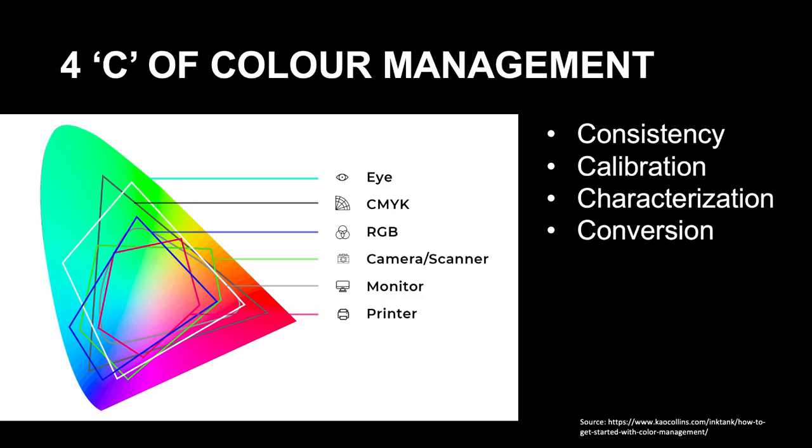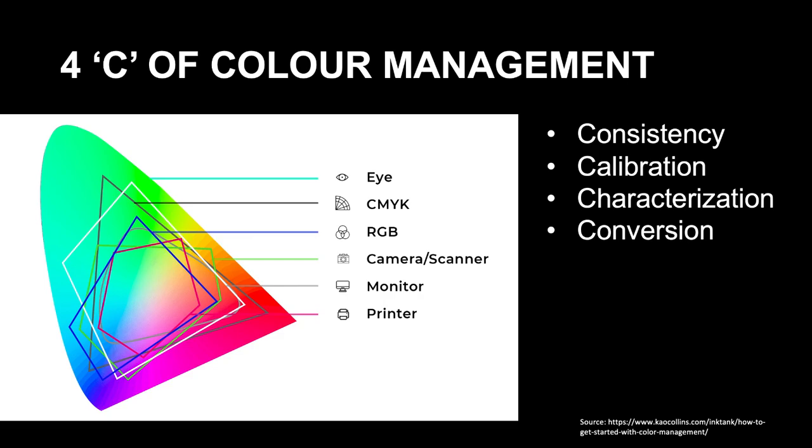So color characterization is usually done with color measurement instruments, for example, a colorimeter or a spectrophotometer, and they help you determine your device's color reproduction characteristics. So characterization will optimize the settings of the best images reproduced on your device.